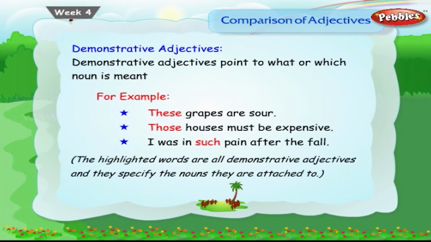Demonstrative adjectives. Demonstrative adjectives point to what or which noun is meant. For example, these grapes are sour. Those houses must be expensive. I was in such pain after the fall.